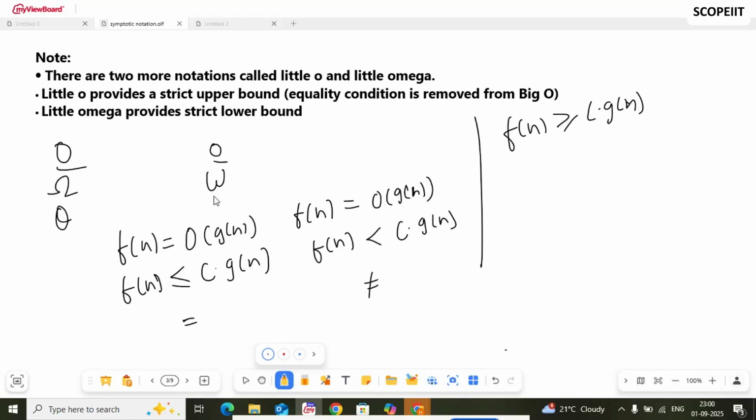Okay, so what is the equation for little omega? The equation for little omega is f of n should be greater than c dot g of n. So here also we will not have equals in little omega. That is the only difference between little o and little omega compared to big O and big omega.